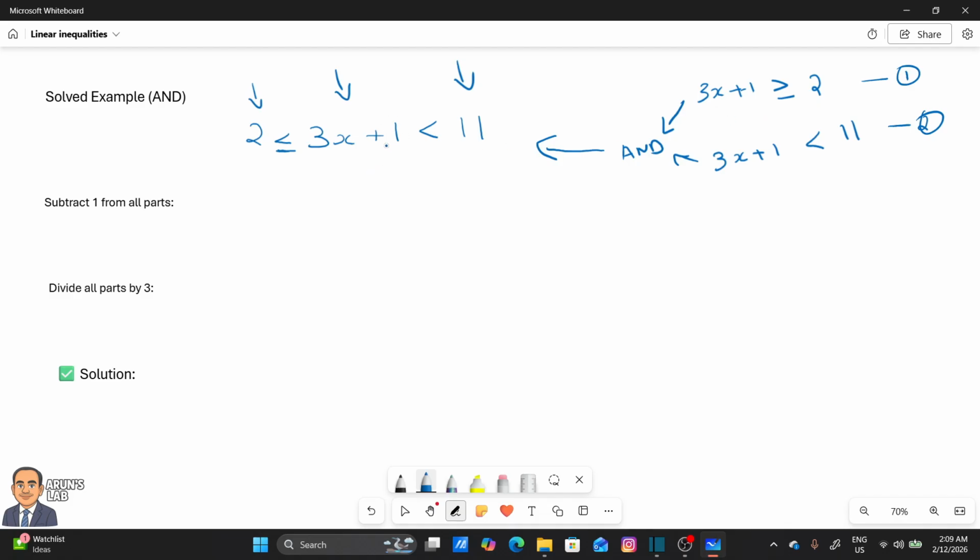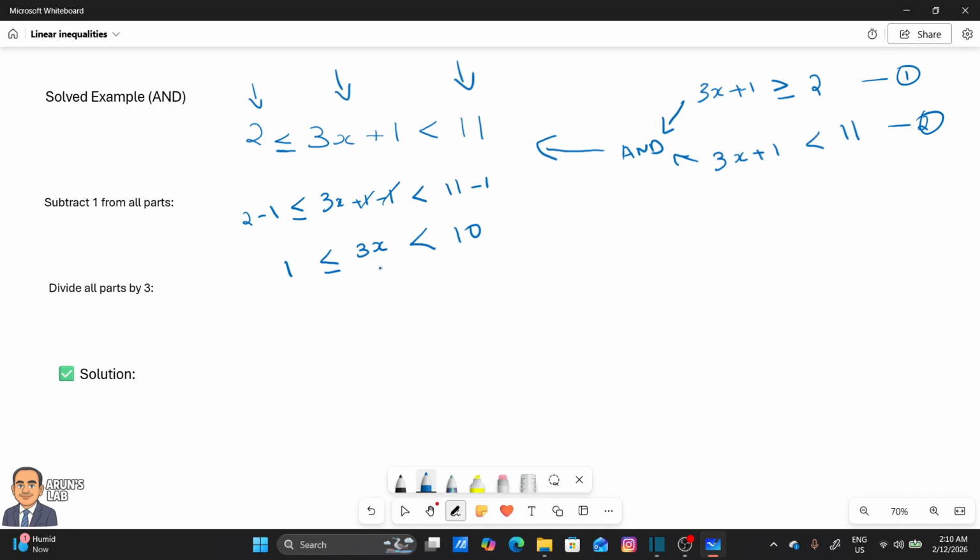First, we need to remove this positive 1 from this side. So we need only 3x here. 3x plus 1 minus 1, 11 minus 1, and here also 2 minus 1. See, whatever operation I did in the middle portion, I also did on both sides. Okay, so the 1 and 1 cancel. So 3x is left in the middle portion. What about the right-hand side? 11 minus 1 is 10. What about the left side? 2 minus 1 is 1. So this is the stage.